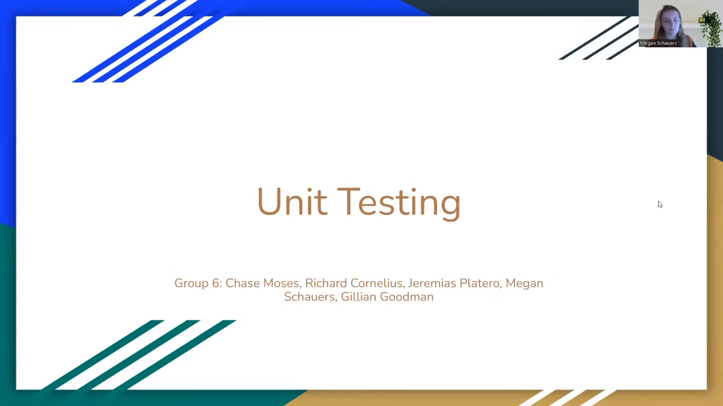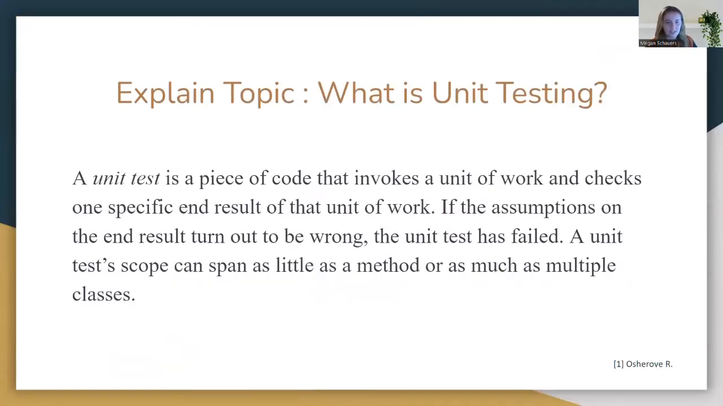unit testing can be. A unit test is a piece of code, usually a method, that invokes another piece of code and checks the correctness of some assumptions afterward. If the assumptions turn out to be wrong, then the unit test has failed. A unit test is going to be testing a unit of work, otherwise known as a method or function.